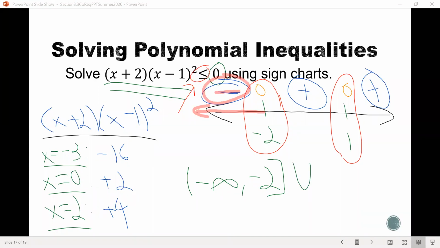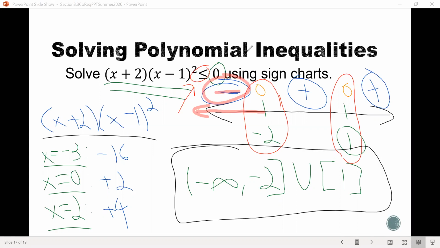And then we're going to union that with, well, there are no other intervals where the function is negative, but we have a single point here at 1 where it equals 0. So what we can do is say union [1, 1], which means start at 1 and end at 1. So basically we're just taking that point. So this would be our answer here: (-infinity, -2] union [1, 1].